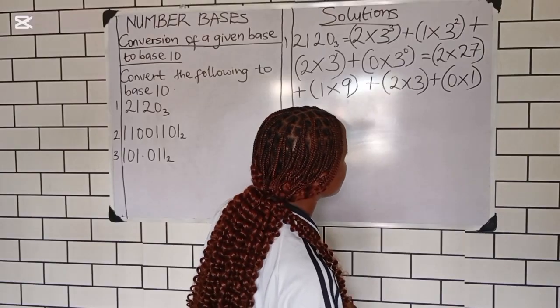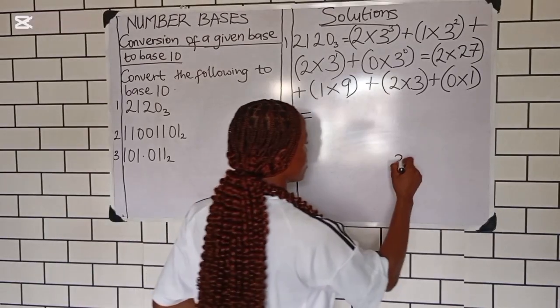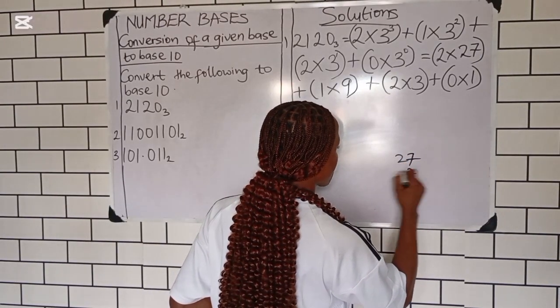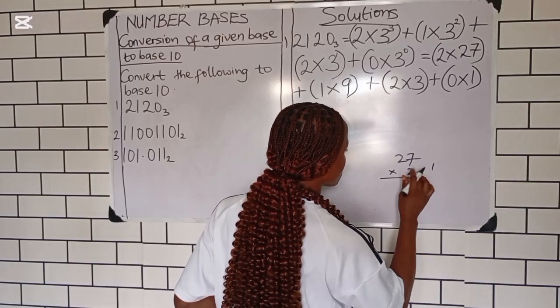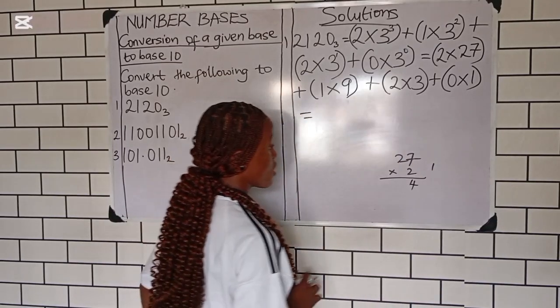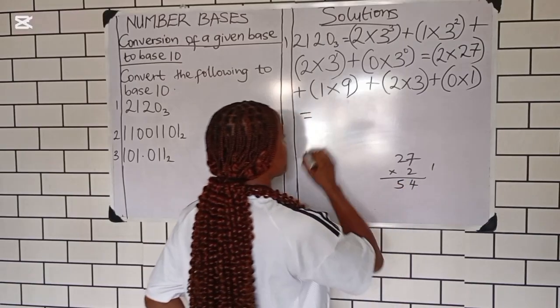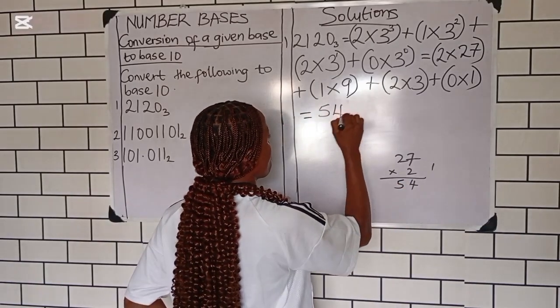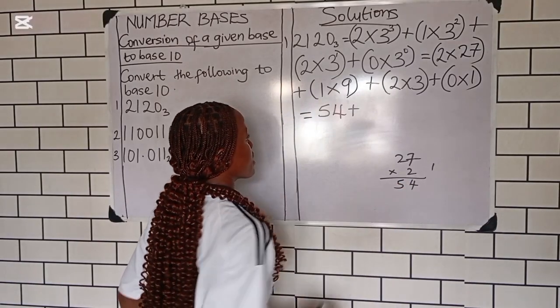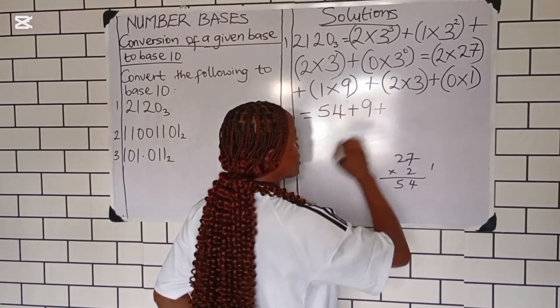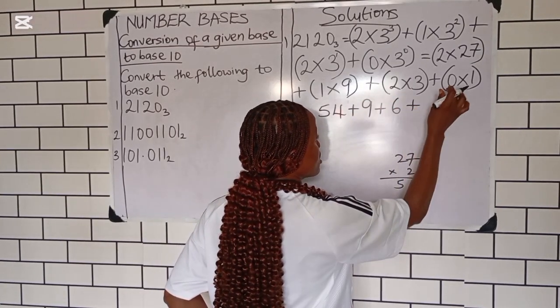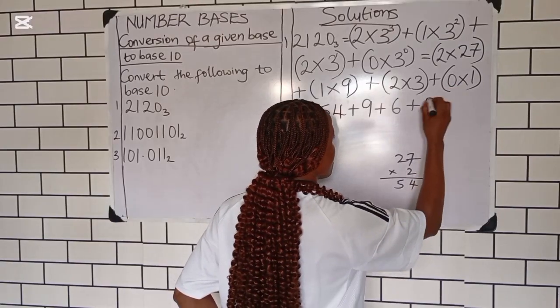now 2 times 27 here will give us 27 multiplied by 2 here. This will give us 2 times 7 will give us 14. Write 4, carry 1. 2 times 2, 4, plus 1, 5. We have 54. 54 plus 1 times 9 here will give us 9, plus 2 times 3 here will give us 6, plus 0 times 1 here will give us 0.